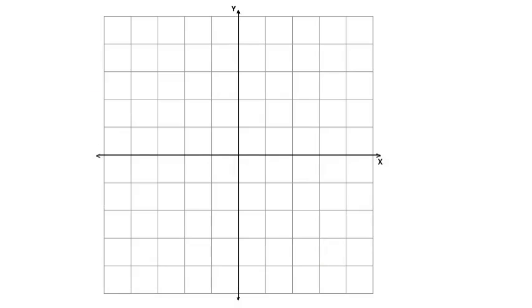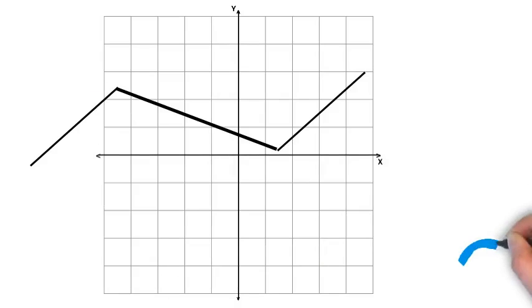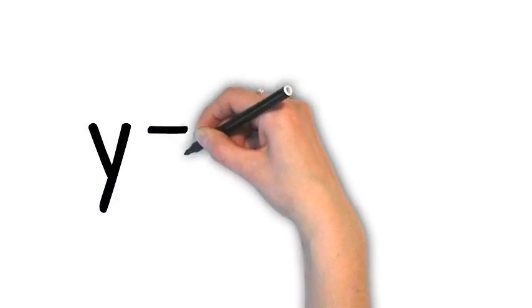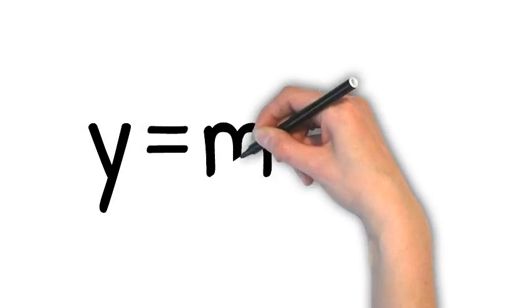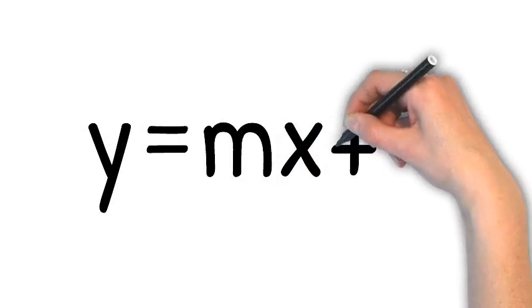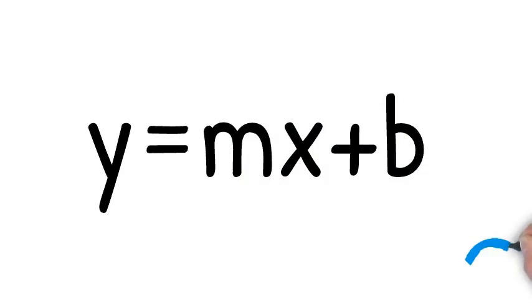And finally, when we look at a graph, we need to see if something is linear. Obviously, if it's not a line, it's not linear. And then remember, every single linear equation can be written as y equals mx plus b. If it can't be, then that means it's not a linear equation.